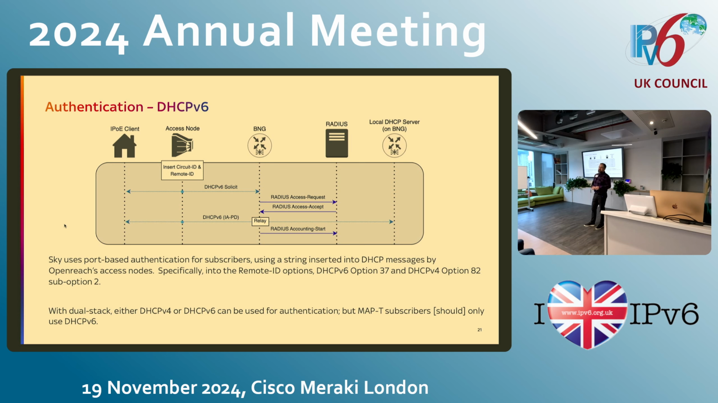We use port-based authentication. It means we don't pay attention to any usernames or passwords or anything. We rely on information that is inserted by the access nodes, by the DSLAMs or the OLTs, and specifically the remote ID, which goes into DHCP-v6 option 37 or v4 option 82.2. In dual stack, either DHCP-v4 or DHCP-v6 can trigger authentication, but for MAP-T, we need DHCP-v6. We rely on DHCP-v6.